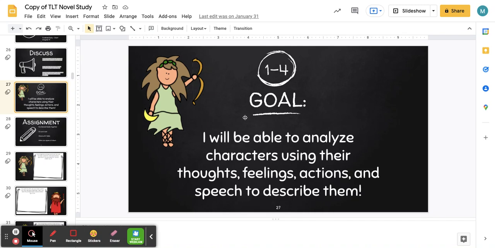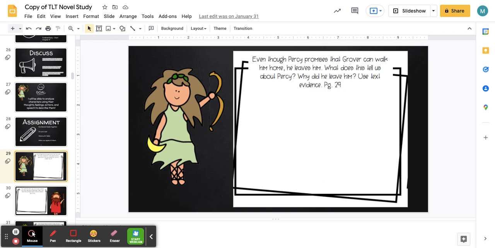Hey kiddos, so today we're going to dig into chapter 3 of The Lightning Thief. And I want you to remember that we're working on being able to analyze characters with their thoughts, feelings, actions, and speech to describe them. And remember, when we talk about our rubric, we're talking about being able to get a 3 on our rubric, which means that we're going to use precise language to describe them, and then we're going to back it up with text evidence.